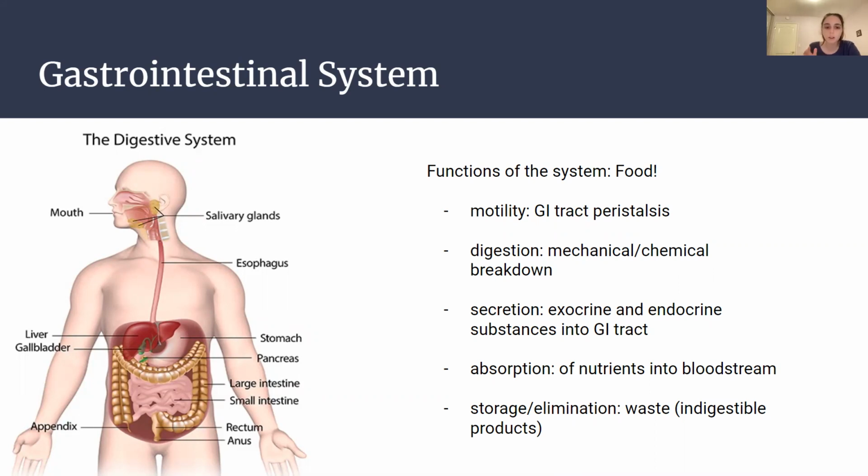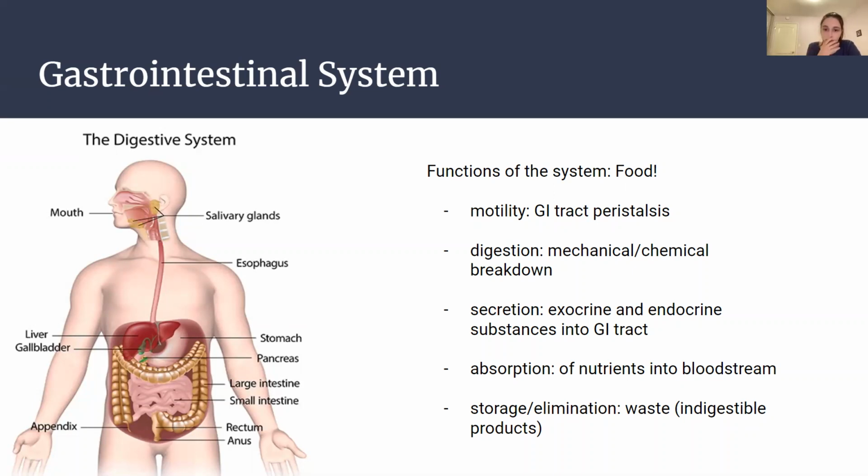So as food moves throughout our GI tract, the food needs to be digested. And there are different steps and different ways for food to be digested. So there's mechanical breakdown, which refers to the physical breakdown of food, like chewing, breaking up the food into smaller parts. And then the chemical breakdown is changing the chemical composition of the food and really breaking it down so that we can later absorb the nutrients that are within the food.